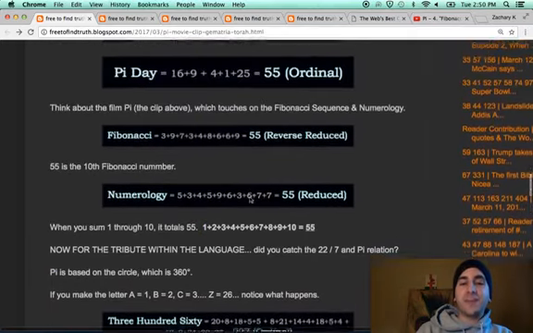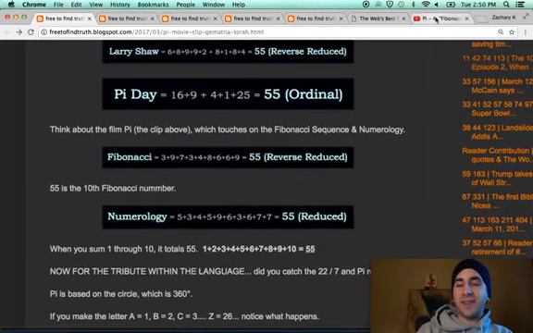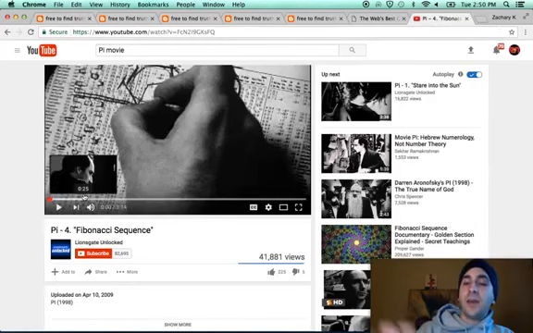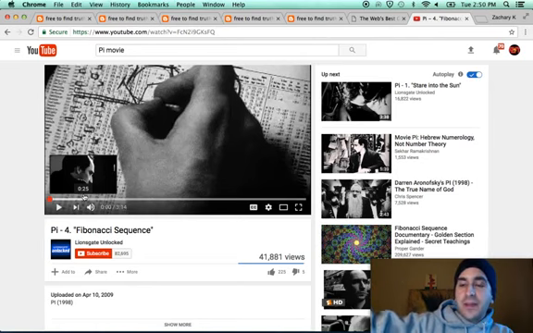The reason this matters is because of this. There's a film out there called Pi. It came out in 1998. It's about a man searching for a mathematical solution to what he sees happening in the world, from the stock market and beyond. He's searching for this special mathematical equation, and he's chasing the number 216.